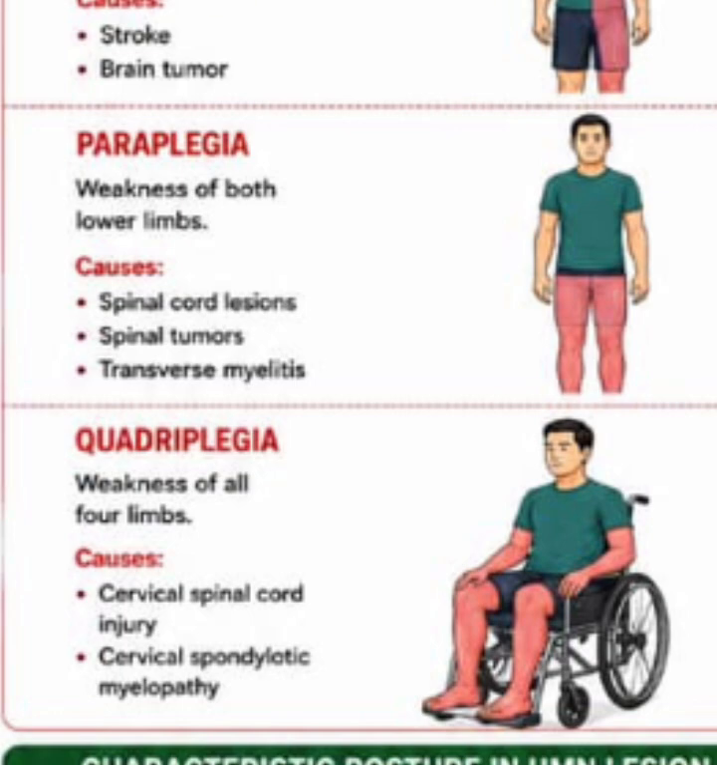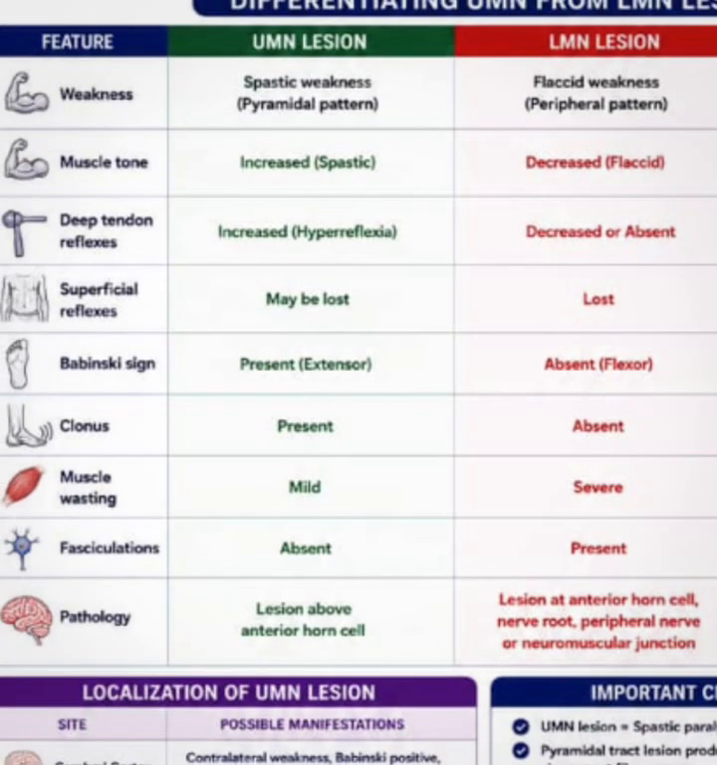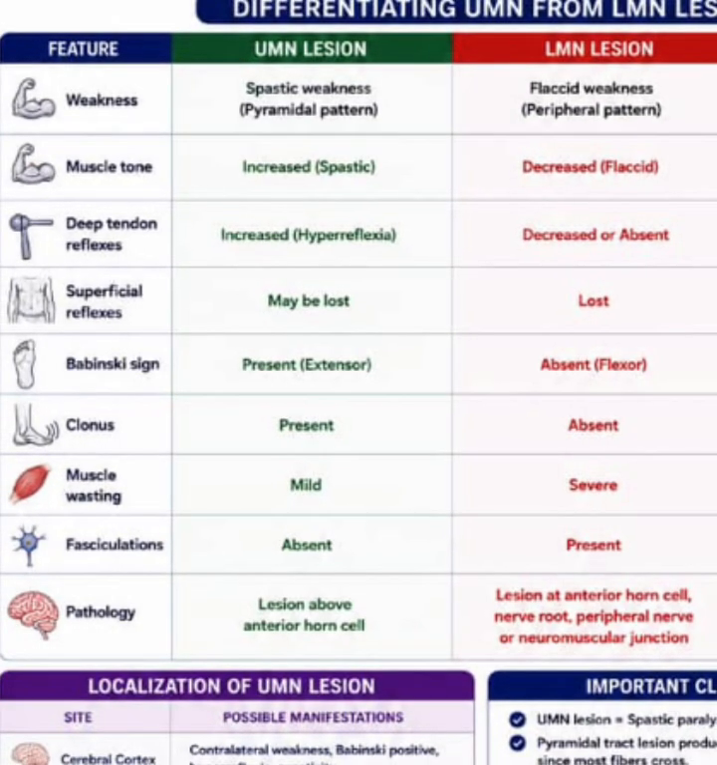Any one could cause quadriplegia. Now we want to differentiate between an upper motor neuron lesion and a lower motor neuron lesion. In the next video, I'll talk about the lower motor neuron lesion, but here let us just compare it fast. In the upper motor neuron lesion, there's spasticity.